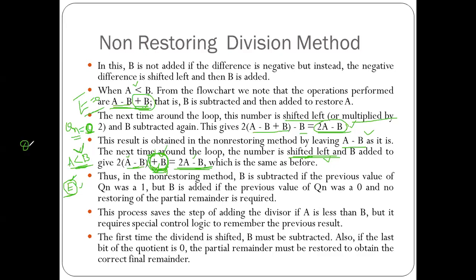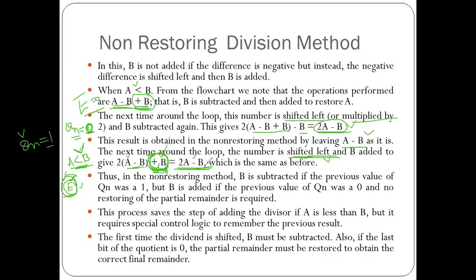If Qn is 1, it means your A is greater than B, so I can subtract B from A. Right? So either E or Qn can give us the information of whether A is greater than B or A is less than B. Okay.